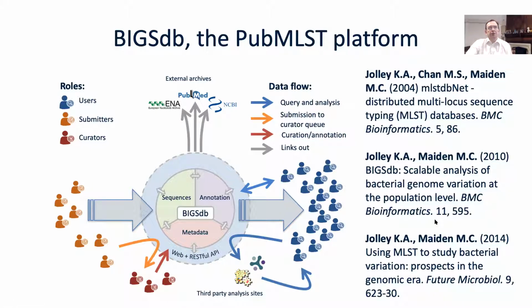At the heart of PubMLST, as I said, is the BIGSdb software, which was designed specifically to do this, and that combines sequences of all types up to whole genomes, the provenance and phenotype metadata, and the annotation. Importantly, we link to other resources that are publicly available, and we make the data available both through the web interface that we'll be talking about today, but also through third-party analysis sites who can use the API, which Keith will be talking about later.